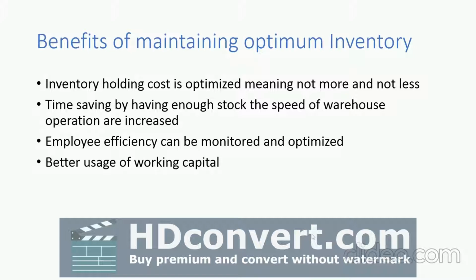The second reason is time saving. By having an optimum inventory, you can save time, because if the warehouse has been filled with product X, it will affect the picking, packing and shipping processes. So having just the right amount of stock in the warehouse will help speed up the warehouse operations.